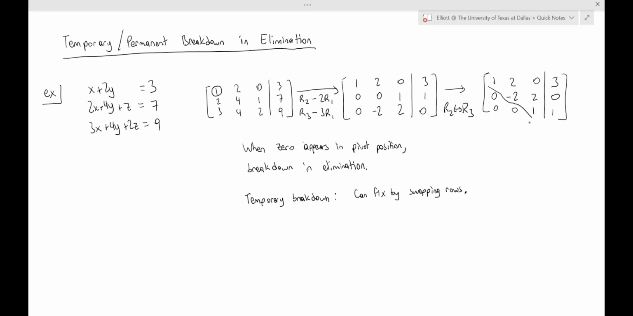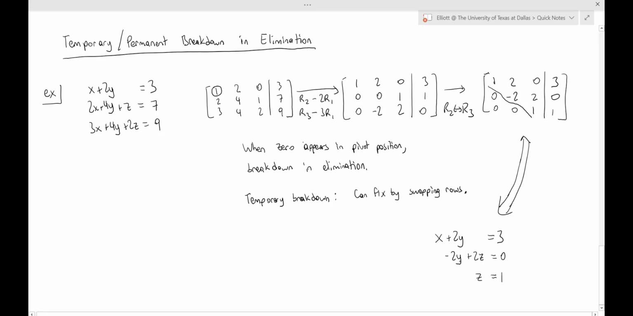Okay, so that's an example of where a temporary breakdown occurs. You get a 0 in a pivot position, but all you have to do is swap rows, and that fixes your problem. Now that it's in upper triangular form, that means we can go ahead and write out the corresponding system of equations. So the first row gives us x plus 2y equals 3. Second row says negative 2y plus 2z is 0. And third row says z equals 1. So now you would just back substitute in order to get the solution.